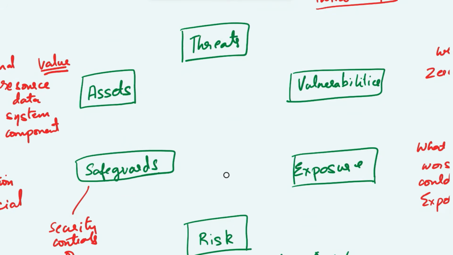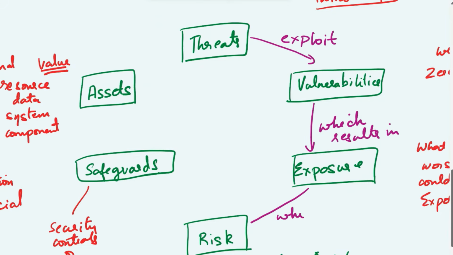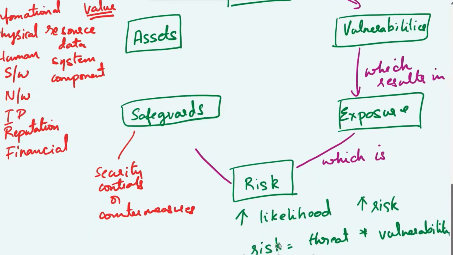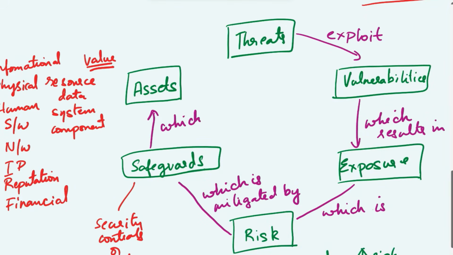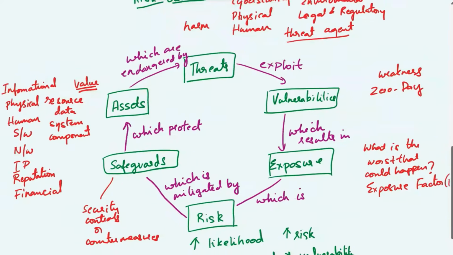So, if you want to combine all these elements, threats exploit vulnerabilities, which results in exposure. This exposure is a risk, and this risk is mitigated by safeguards. These safeguards protect assets, and these assets are endangered by the threats. So threats exploit vulnerabilities, which results in exposure, which is risk, which is mitigated by the safeguards, which protect assets, which are endangered by the threats.